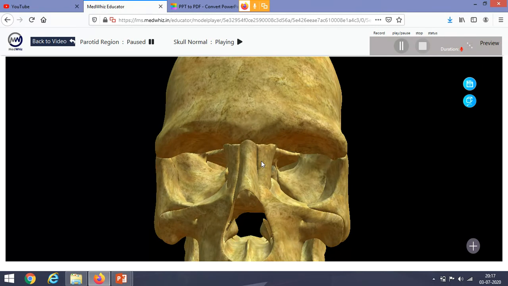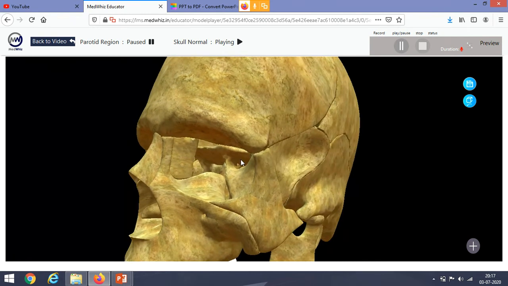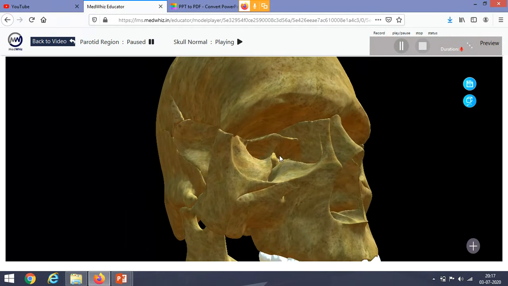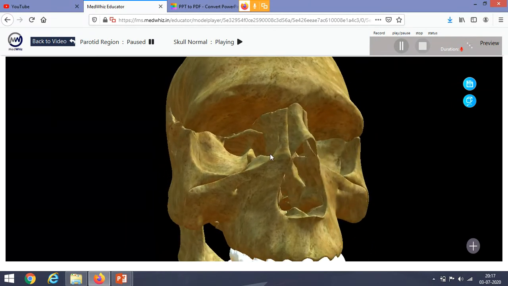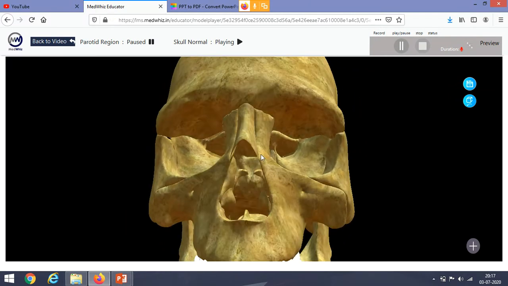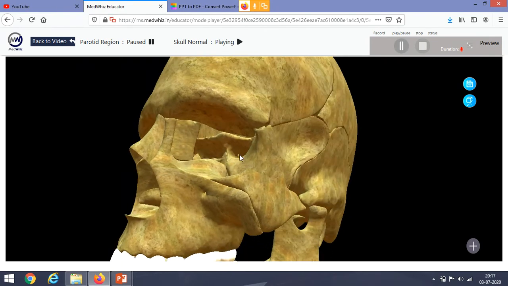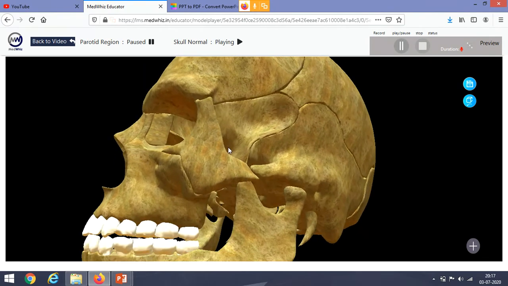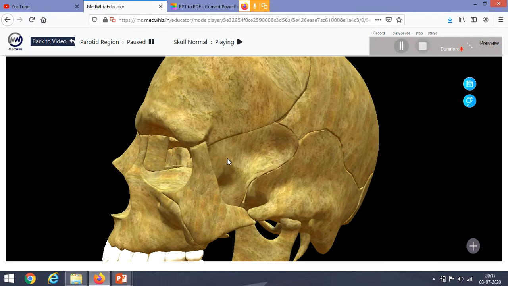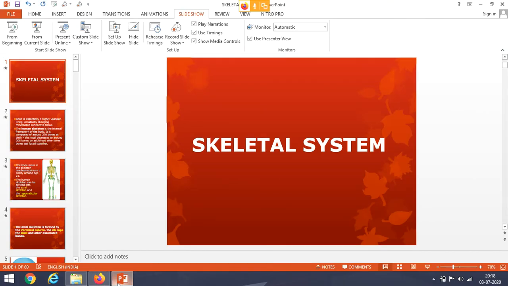Coming to the skeleton, there are two types: exoskeleton and endoskeleton. As you all know, exo means outside, endo means inside. Human beings, ourselves, the mammals, we have the skeleton inside the body. So that is called endoskeleton. Let us discuss all the bones once again. Yes, coming to the skeletal system.